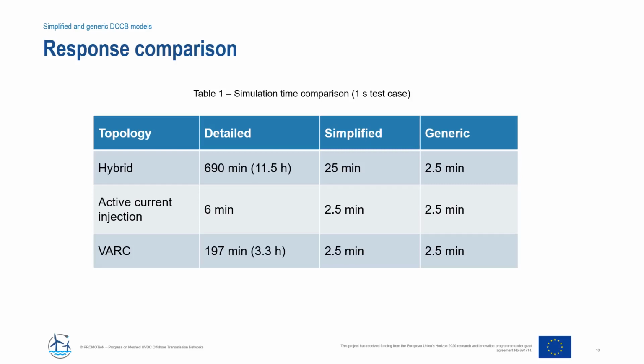The detailed active current injection model takes 6 minutes to simulate, while the simplified and generic models take 2.5 minutes each. The detailed arc breaker model takes over 3 hours to simulate, while the simplified and generic models take 2.5 minutes each, as with the active current injection DC circuit breaker. Evidently, there is a lot to gain by using simplified models instead of fully detailed ones for grid-level studies.